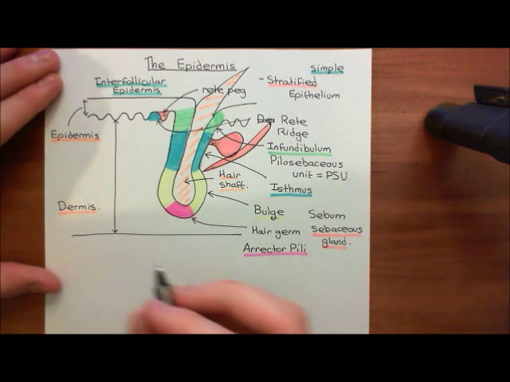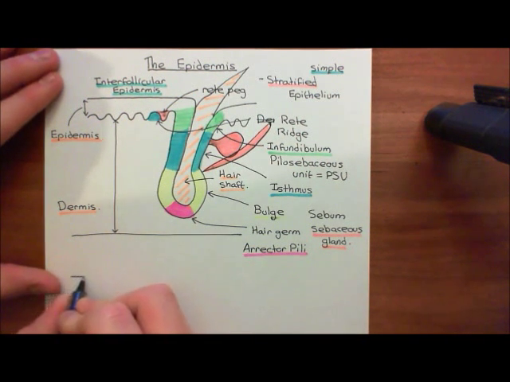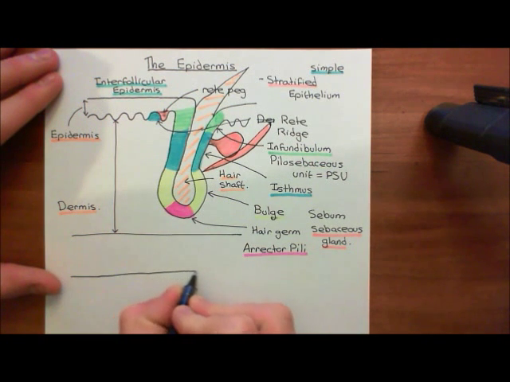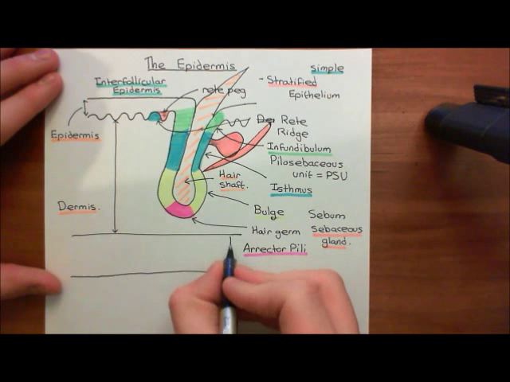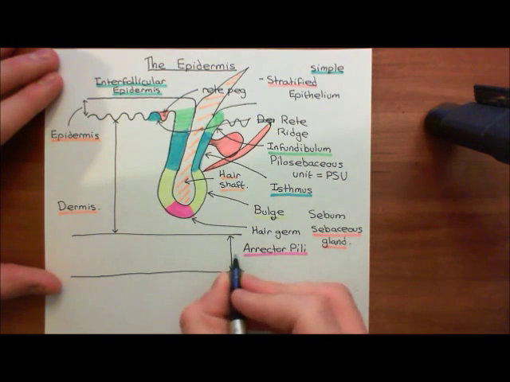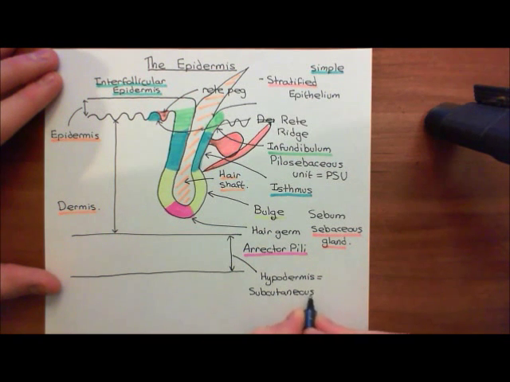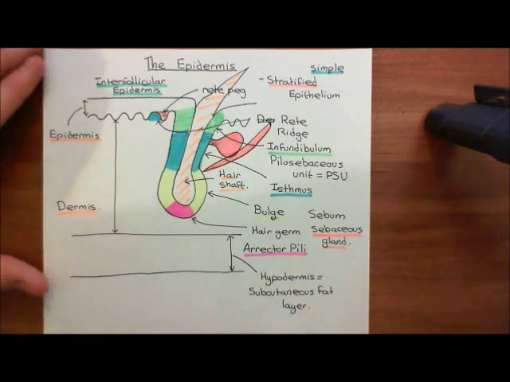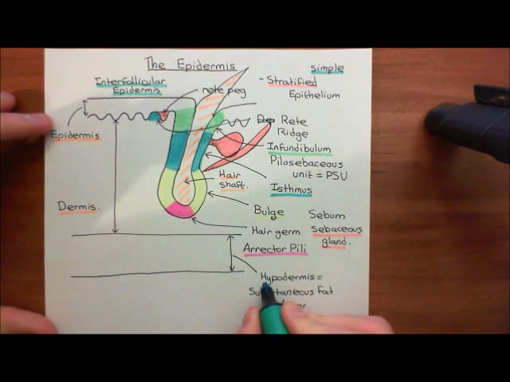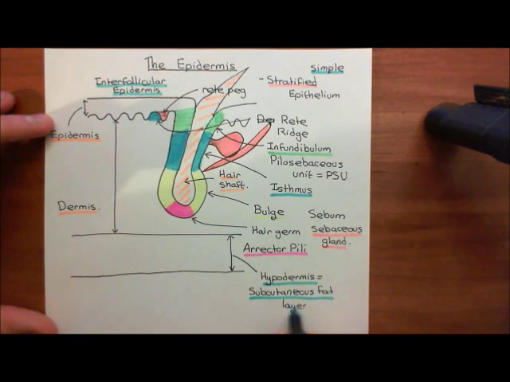Then underneath the dermis, you have a layer known as the hypodermis, which is also sometimes called the subcutaneous fat layer. This layer underneath the dermis is known as the hypodermis, or more often it's just called the subcutaneous fat layer. The reason it's called that is because it contains a large number of adipocytes. There are a lot of fat cells here, white adipose tissue. So this is the hypodermis or the subcutaneous fat layer, all of this layer here.